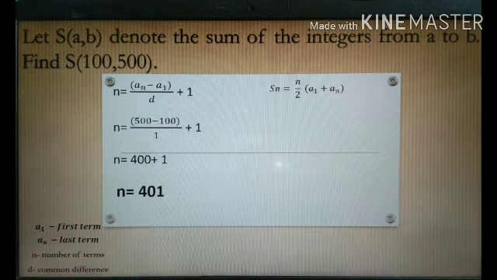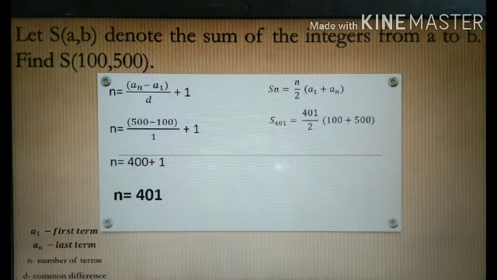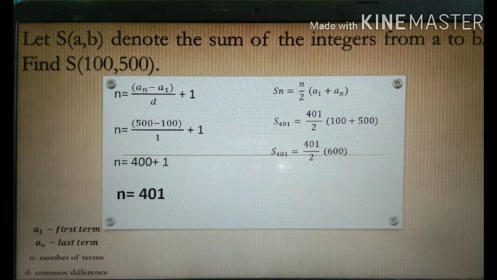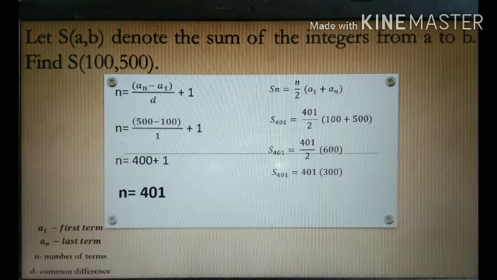To get the sum, we will use the formula S sub n is equal to n over 2 times the quantity of the first term plus the last term. By substitution, we have 401 over 2 times 100 plus 500. That will be 401 over 2 times 600. 401 over 2 times 600 is also equivalent to 401 times 300.